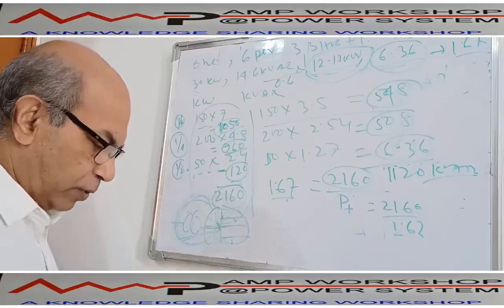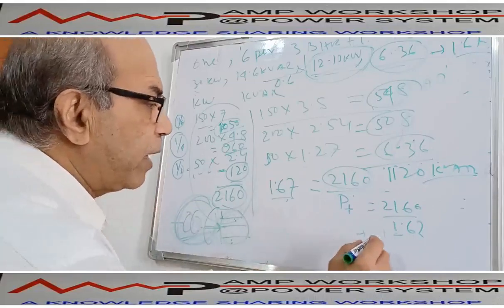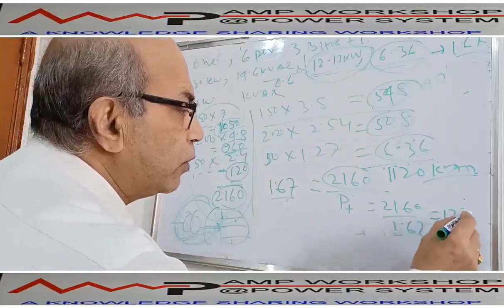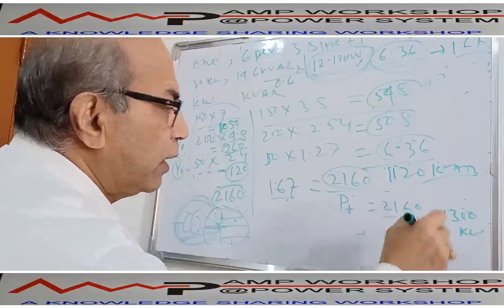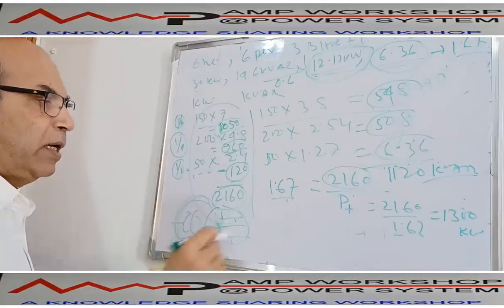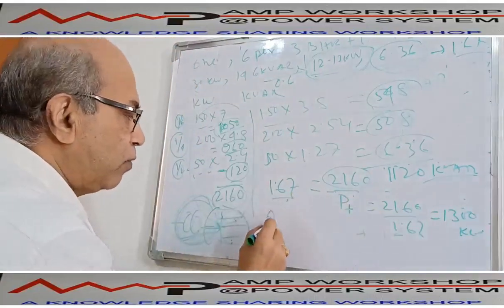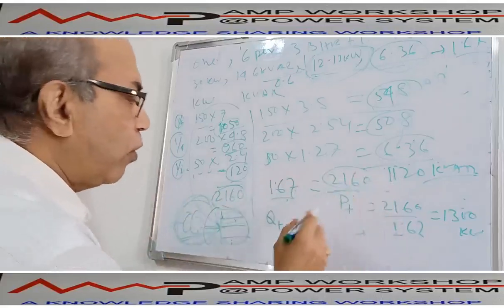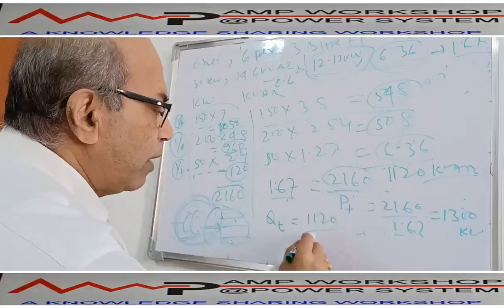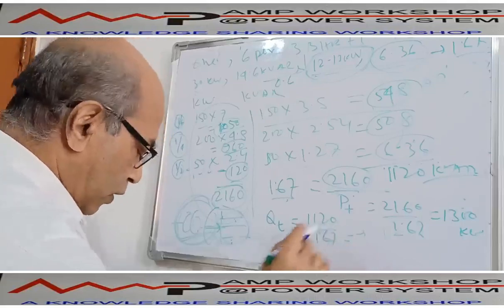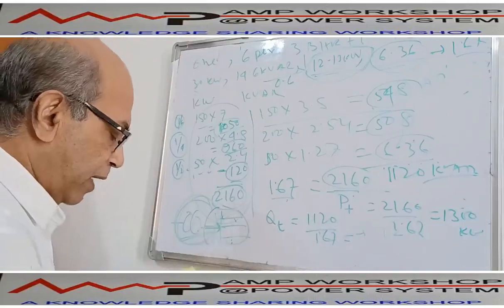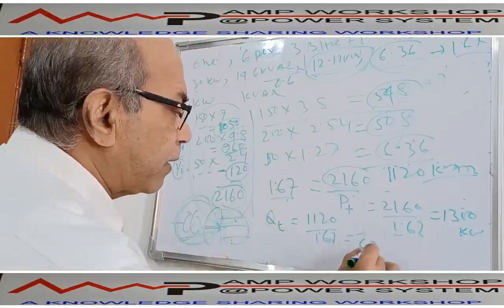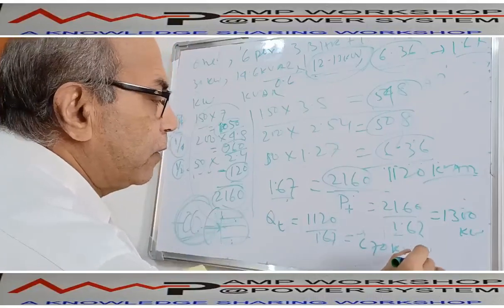That will give you approximately 1.3 megawatt, equal to 1300 kilowatt, if you calculate this. Similarly, for QT, the total KVAR, how much will it come to? The same way: 1120 divided by the 1.67 diversity factor. This will give you a KVAR equal to 670 KVAR. So this is the requirement.